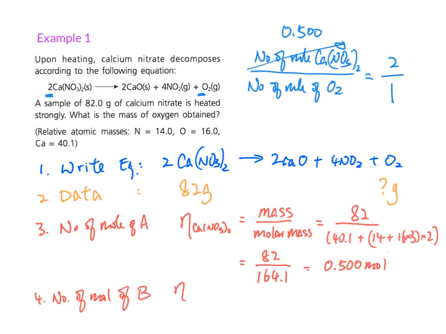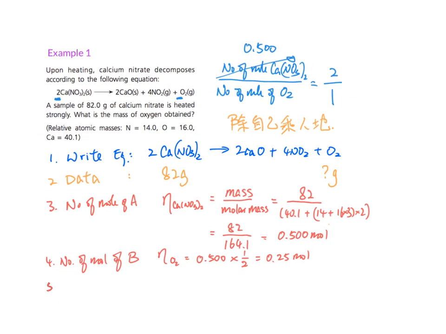What we have learned in the lessons, remember, we always say 除自己乘人地. Here 自己 is calcium nitrate, so you divide by 2 and then times 1. We'll just speed it up. This one will be oxygen, so 0.500 divided by 2 times 1, from here to here. So this equals 0.25 mole.